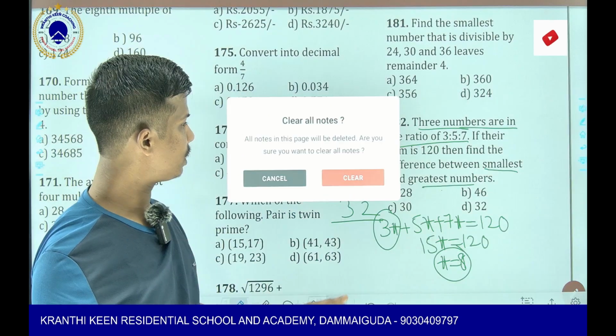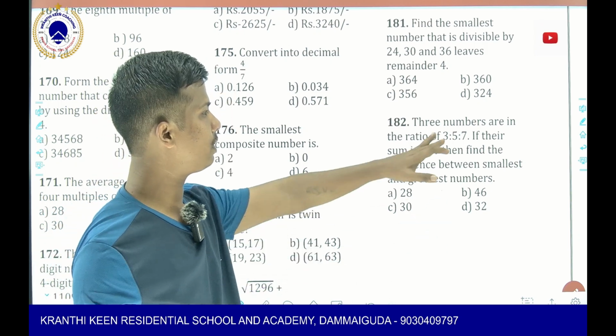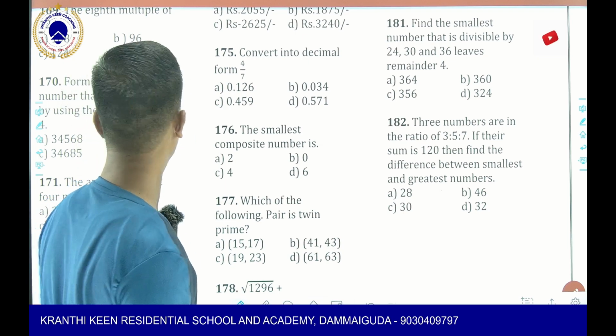Okay. For these questions, what you do is that when the ratio is given, to get the numbers, you multiply every ratio with the x, and you will get each individual number.